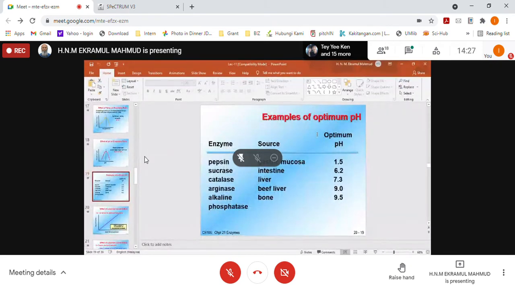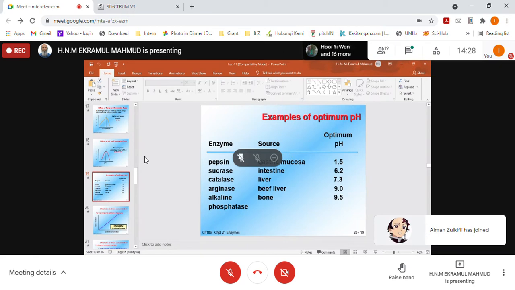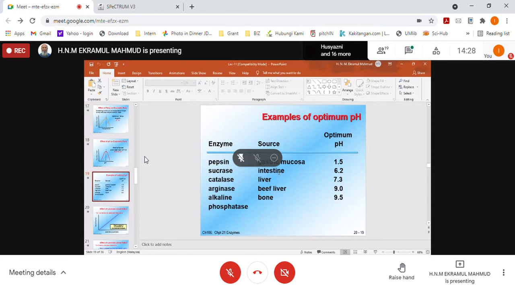As for example, if we look at optimum pH and optimum temperatures, which is not given here, but optimum pH values are given for some of the enzymes. As for example, pepsin is found in gastric mucosa, where a pH of 1.5 is good enough to convert this reaction, which means it's very effective at pH 1.5. Sucrase is found in the intestine and the optimum pH is 6.2. At this pH 6.2, it works very well. In the liver, we have catalase. The optimum pH is 7.3. At that pH, it works very well.